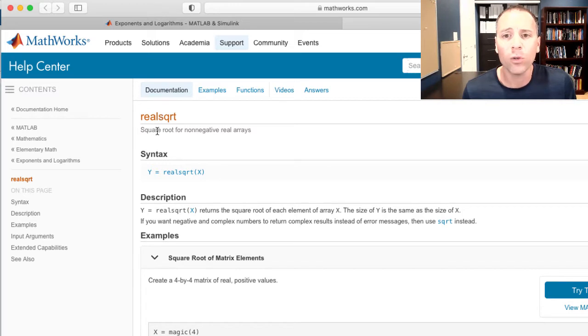So real square root takes the square root for a non-negative real array. The syntax for that, the way that we type it into the command window, looks something like this. Left-hand side is a variable y, assignment operator, and then we type in real square root of x. In this case, we're looking at the description. Y equals real square root of x returns the square root of each element of an array x. What does that mean? The size of y is the same as the size of x. This gets into a larger discussion about MATLAB being an array-based language. We're going to defer that to our next lesson.